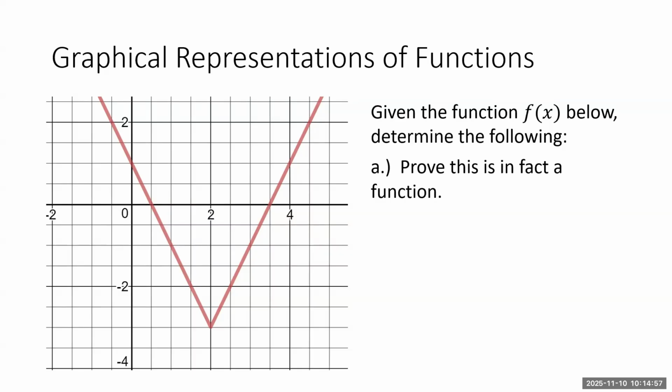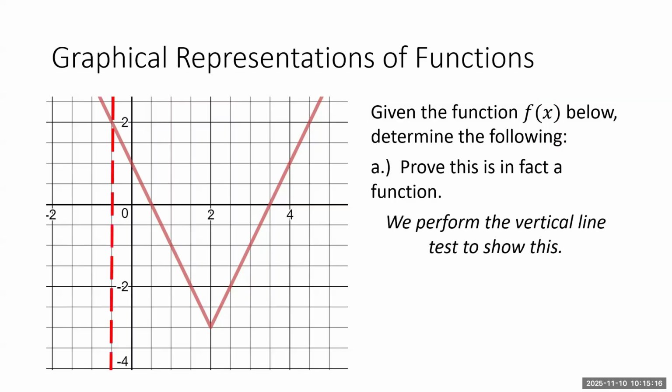The V is pointing upwards and touches the x-axis at x equals 0.5 and x equals 3.5. Prove that this is in fact a function. We will perform the vertical line test to show this.